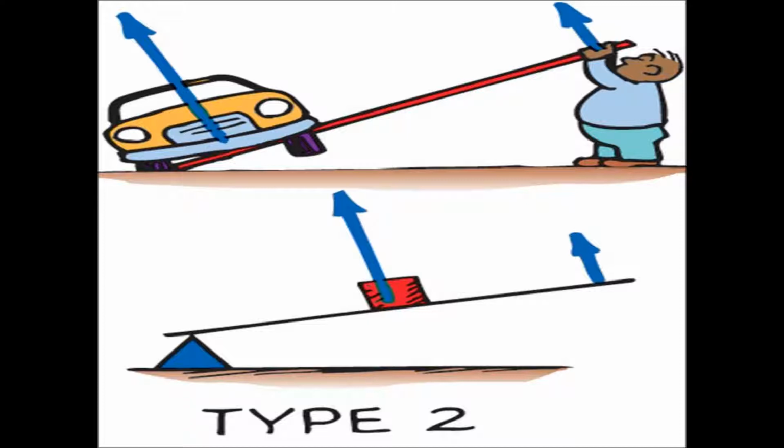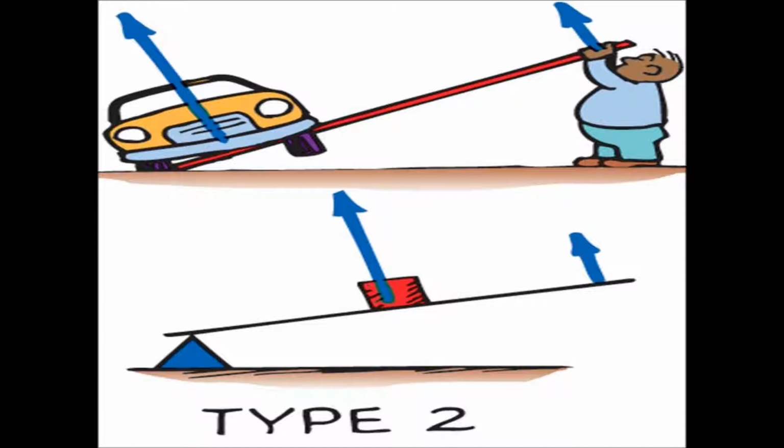Here I have a type 2. Type 2, the fulcrum is on the other side. So for this one, where the fulcrum was between, type 1, the fulcrum was between the output and input force. Here, the output force is between the fulcrum and the input force. So the fulcrum is on the other side.